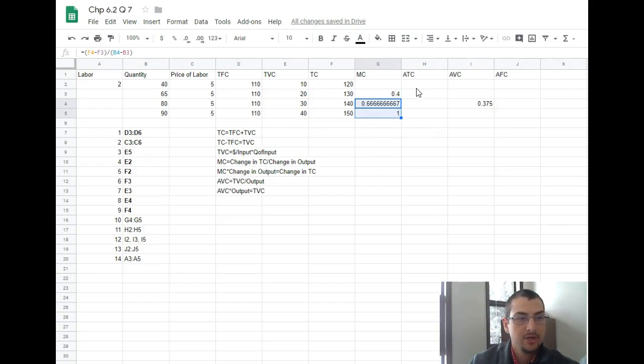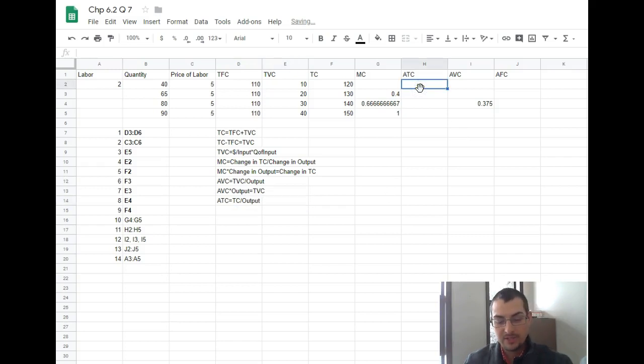Now we're going to calculate this average total cost. Well, average total cost, if you remember, is equal to total cost divided by output. So now we can say our total cost is equal to this amount divided by our output. We can simply drag that value down. So that's going to take care of that one and that one.